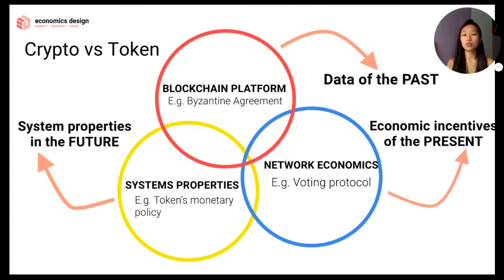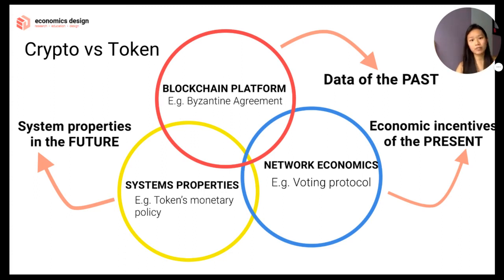How do you encourage them to vote, and how do you allow the voting to really benefit everyone in the ecosystem? And when we look at system properties, it's really about properties that we can embed into the future, so we can code them and put them into the future. This is really how the token versus crypto economics works. This is the overview of crypto economics.